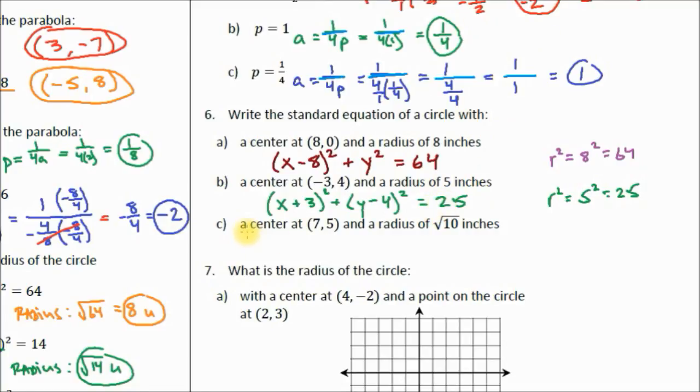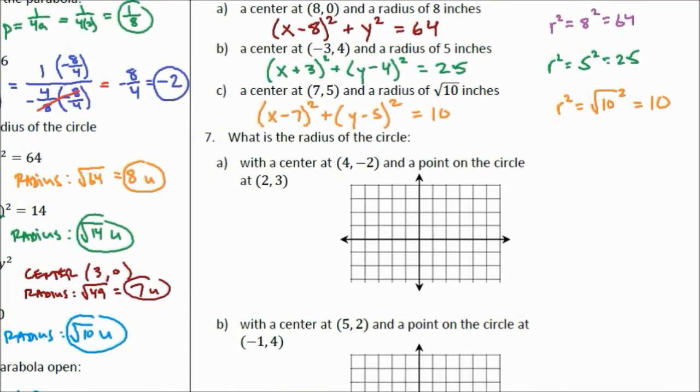All right, last one. C, a center at 7, 5 and a radius of square root of 10. All right. X minus 7, we flip the sign of h. Y minus 5, we flip the sign of k. And now we have equal. Let's go ahead and work this out. R squared is equal to the square root of 10 squared. And you know that a square root and a square undo each other. They cancel each other. And this just ends up being 10. So the value here is r squared, which is 10.